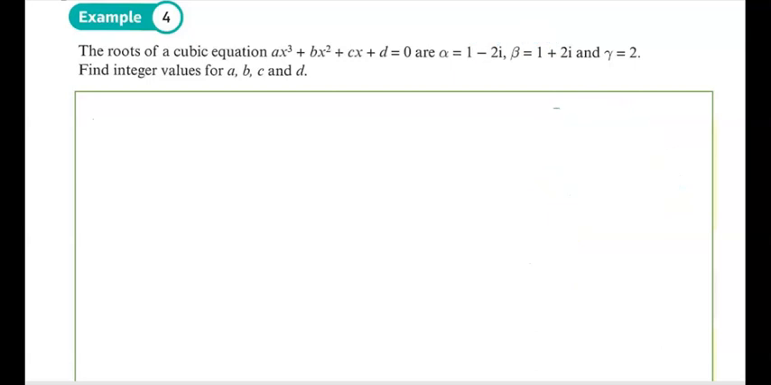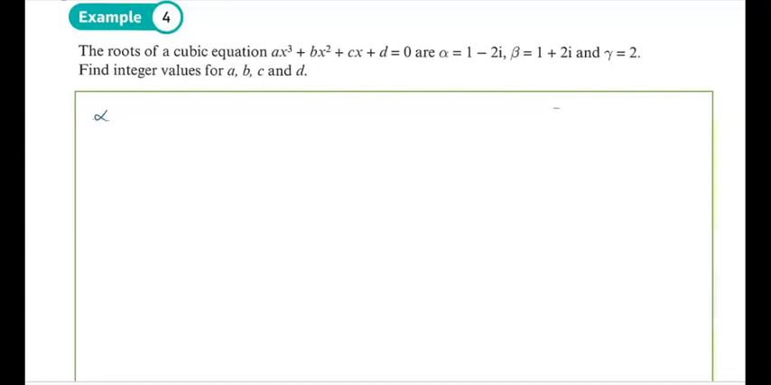Okay, we'll work through this question now. It says the roots of the cubic equation ax cubed plus bx squared plus cx plus d equals 0 are alpha, which is equal to 1 minus 2i, beta, which is 1 plus 2i, and gamma, which is equal to 2. Find the values of a, b, c, and d.